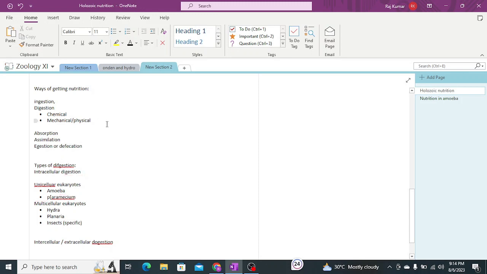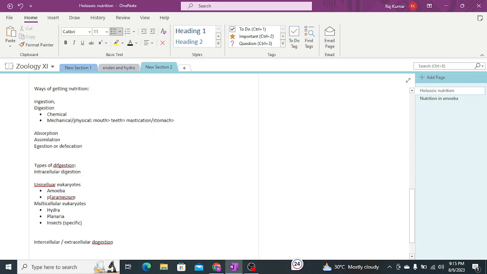Digestion is of two types: chemical digestion and mechanical digestion. Mechanical digestion takes place in the mouth and inside the stomach. In the mouth, we have teeth, and teeth are able to chew the food. This process of chewing the food through our teeth is an example of physical digestion, and in biological terminology it is named mastication.